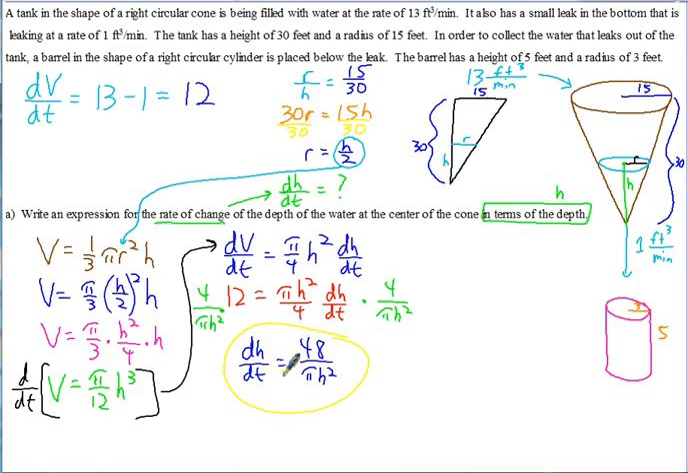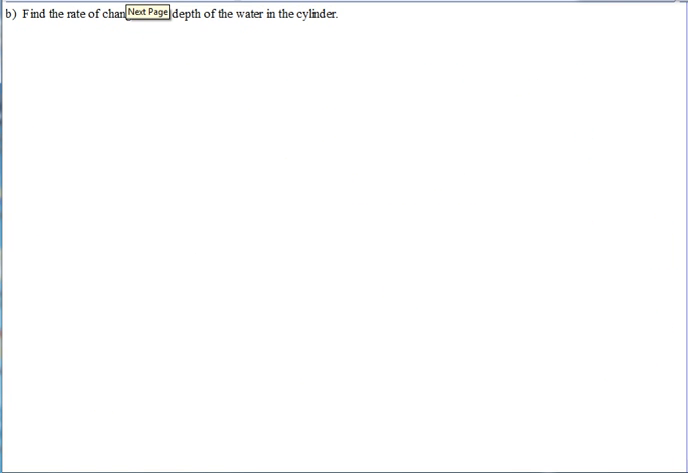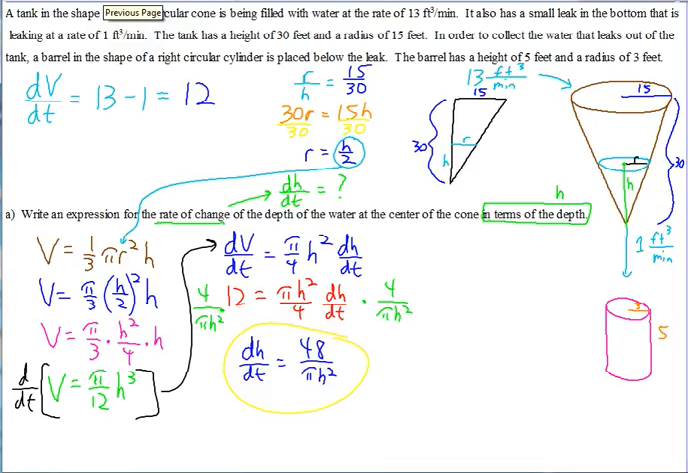Now let's take a look at part B, which deals with the cylindrical barrel. It says find the rate of change, another word for the derivative, of the depth of the water in the cylinder. Normally I would just call that h, but we've already used h in our cone, so I don't want to get those mixed up accidentally. We've got some amount of water that's dripping out of the cone into the cylinder. So I'm going to call that height just h sub 1.